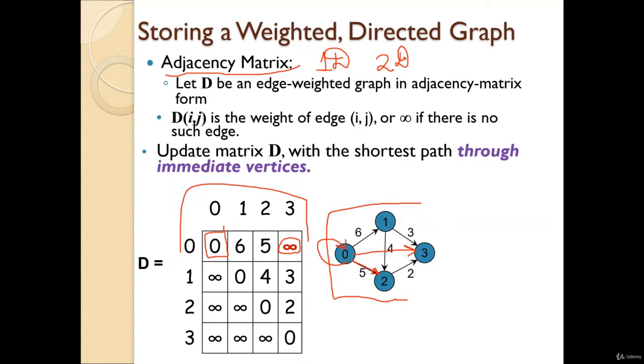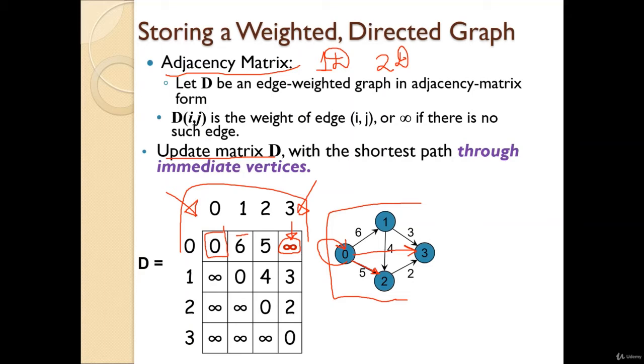Now what you will do after this, you will apply the Floyd-Warshall algorithm, and you will update this matrix D with the shortest path through intermediate vertices. So after storing a weighted or directed graph, the next step is you have to find the shortest path between the vertices, and you have to update these values, this 6, 5. You will even update this infinity also. Suppose you found some path to travel from 0 to 3. So what you will do, you will update this infinity and you will put the weighted value over here.